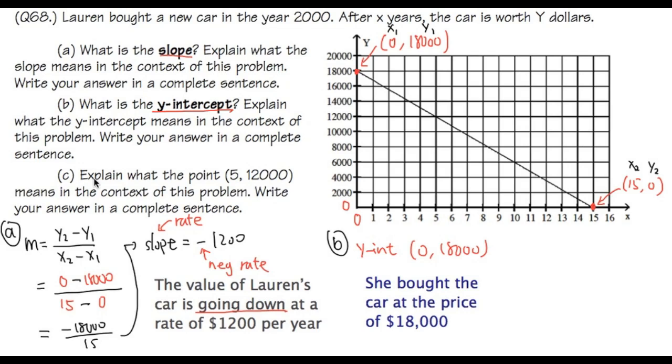And then for part C, we're going to explain the point (5, 12,000). What does that mean? Once again, the 5 is the x value. It represents the number of years. And then the 12,000, the y value, is the value of the car. So in other words, for part C, her car is worth $12,000 after 5 years. And that's what it means by (5, 12,000). And that's it. Part A, B, and C.